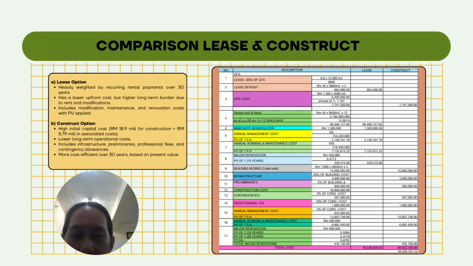Now look at constructing our own building. The cost is more in the beginning, around 18.9 million for the building, plus some extra costs for planning, roads and fees. But over time, we save a lot. We don't pay rent, and the running and maintenance costs are lower. After 30 years, the total cost is about 48.4 million.